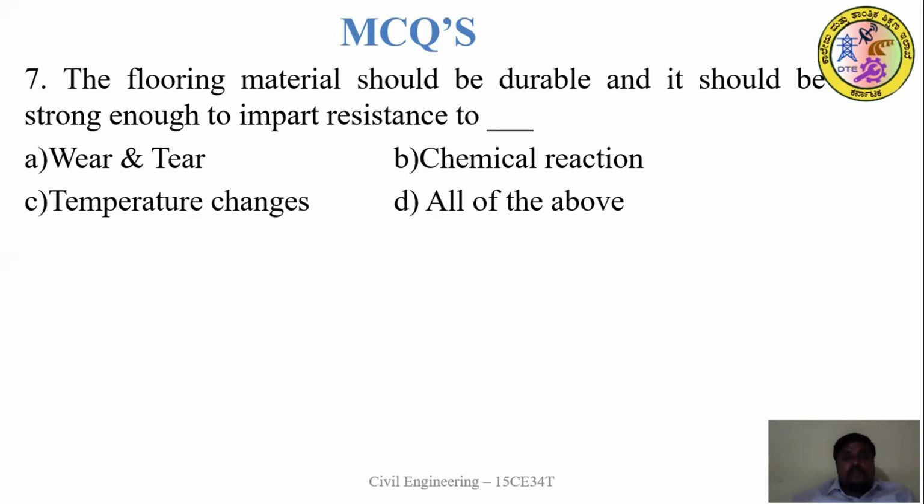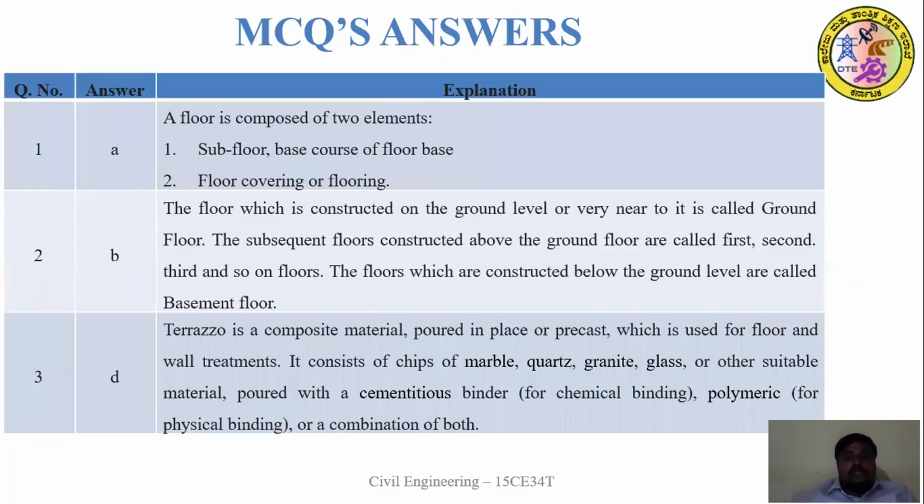Question number 7. The flooring material should be durable and it should be strong enough to impart dash. Option D, all of the above. Answer option D. Whatever material we choose, it should be durable and strong enough to impart resistance to wear and tear, chemical reaction, and temperature. So these are all the answers for the multiple choice questions with explanations or justifications.